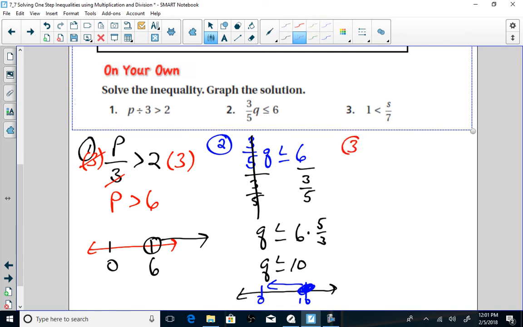Problem 3 is going to be 1 is less than s, or a number, divided by 7. We see division, and the opposite of division is multiplication. So I'm going to multiply by 7 on both sides of the inequality. 7 in the numerator is going to cancel 7 in the denominator. So we have s left on the right side of the inequality. On the left side, 7 times 1 is 7. But we have to recognize this is a reversed inequality.